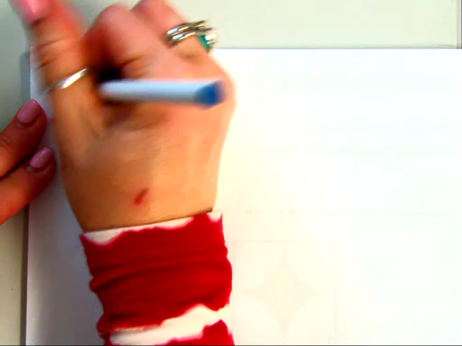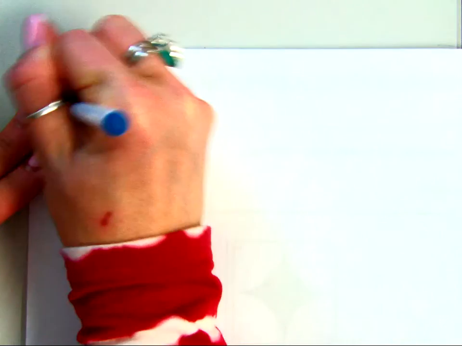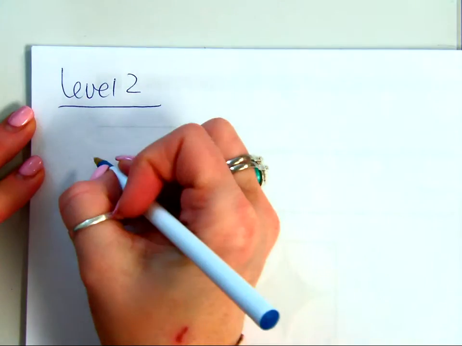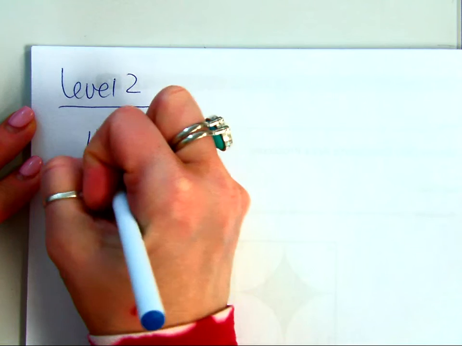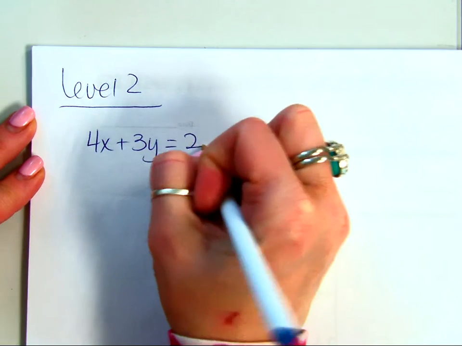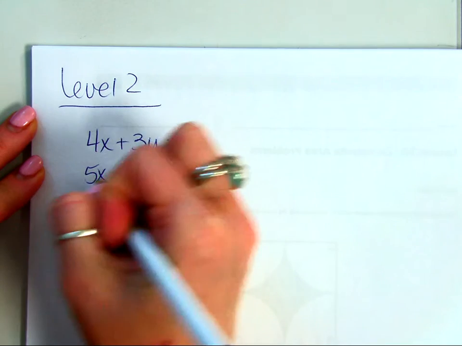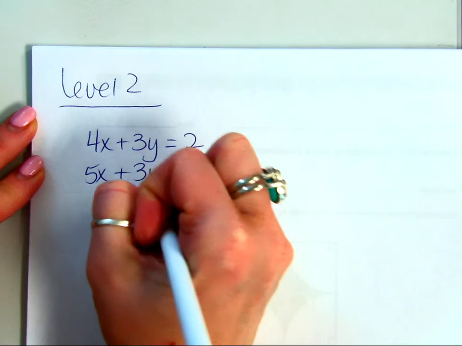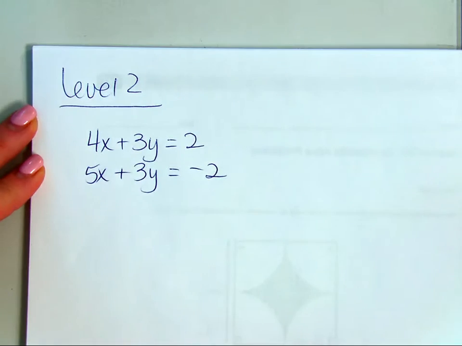Level 2 is one like this. 4x plus 3y equals 2. 5x plus 3y equals negative 2.